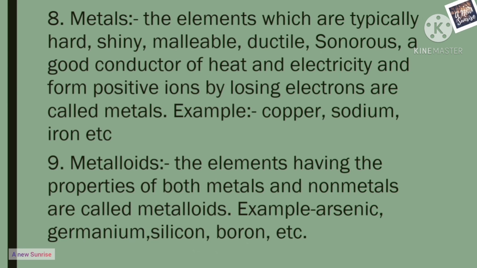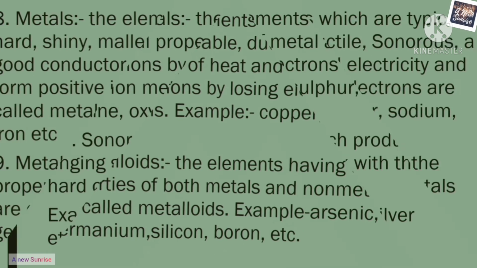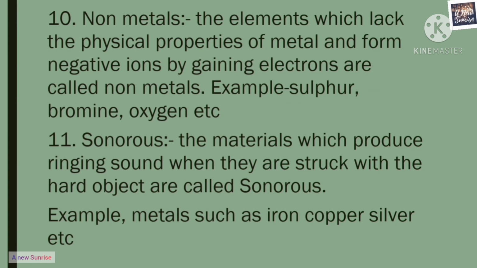Metalloids. The elements having the properties of both metals and non-metals are called metalloids. Example: arsenic, germanium, silicon, boron, etc. Non-metals. The elements which lack the physical properties of metals and form negative ions by gaining electrons are called non-metals. Example: sulfur, bromine, oxygen, etc. Sonorous. The materials which produce a ringing sound when they are struck with a hard object are called sonorous. Example: metals such as iron, copper, silver, etc. Whereas non-metals are not sonorous.